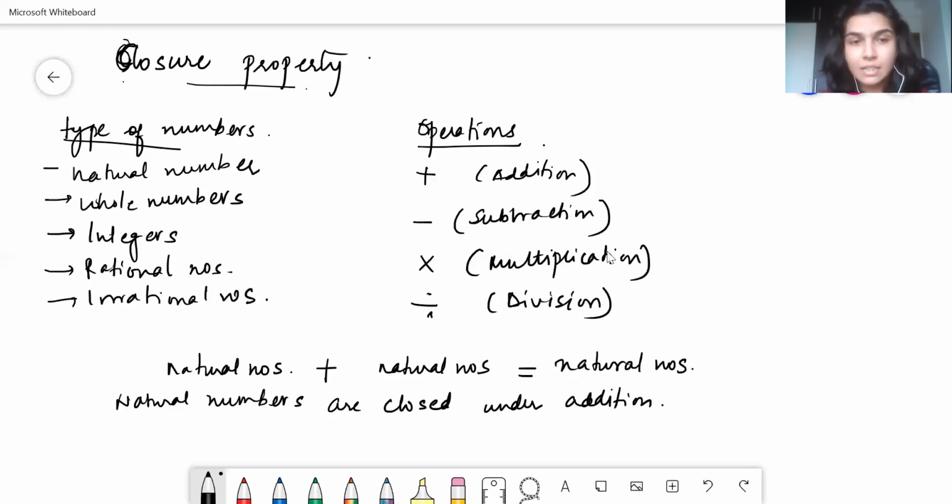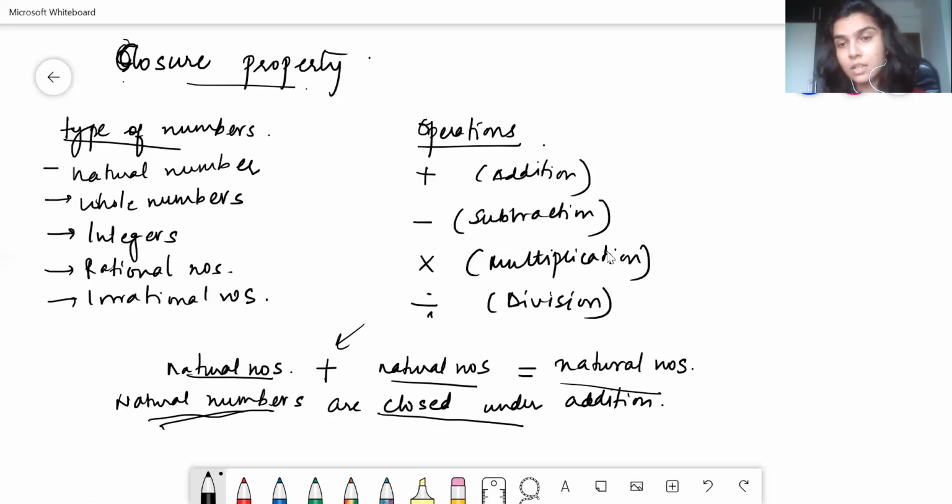So here, what is the type we are using? We are using natural numbers. What is the operation we are doing? Addition. And if I'm getting the same type as an answer, that means that this type, natural numbers, is closed under addition. That's the meaning of closure property for natural numbers. So let's see if natural numbers are closed under addition or not.